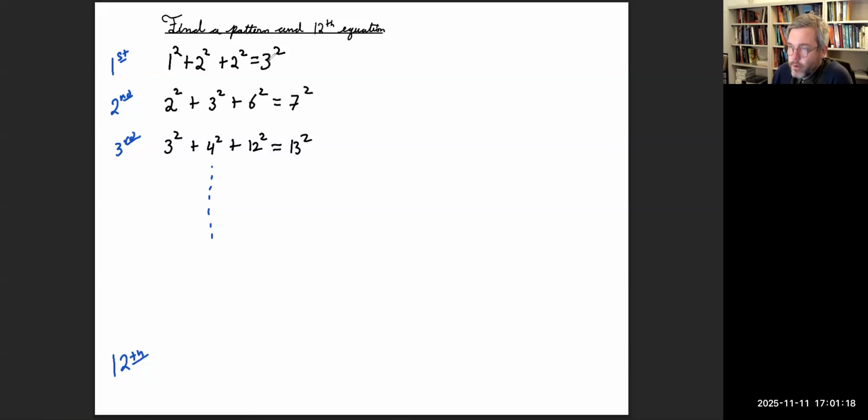1, 2, 2, 3. What's the pattern? 2, 3, 6, 7. This was 2 and 3. This was 6 and 7. This is 12 and 13. It seems like it's one more than that number. Okay. 1 and 2, 2 and 3, 3 and 4. 3 times 4 is 12. 2 times 3 is 6. 1 times 2 is 2. Okay, I'm catching up in my own lecture. All right, I think I see the pattern.